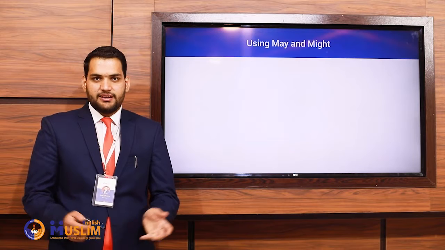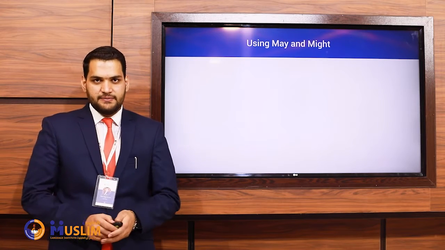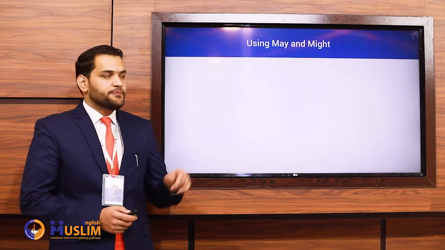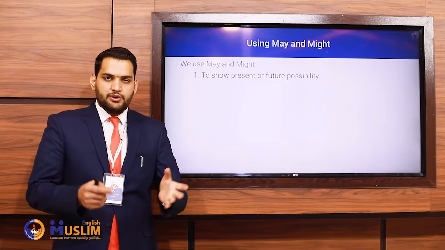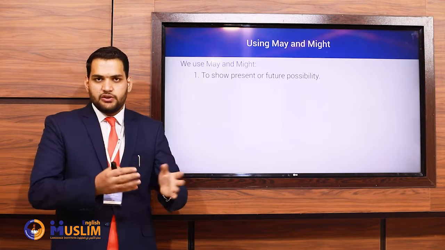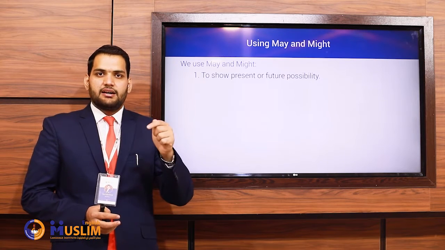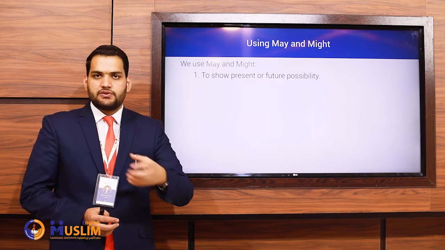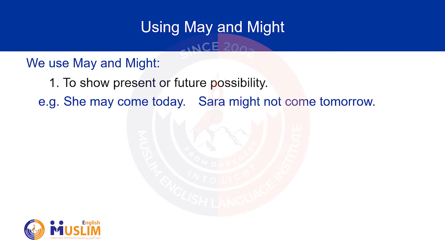In this lesson, we're going to talk about the modal auxiliary verbs may and might. So let's start. We use may and might for these purposes. Number one, we use may and might to show present or future possibility. We also use can and could to show present or future possibility, but may and might are stronger than can and could. For example, she may come today.